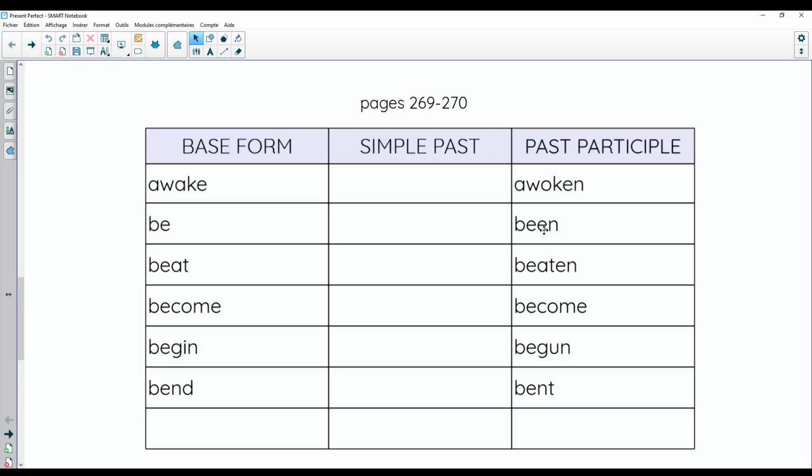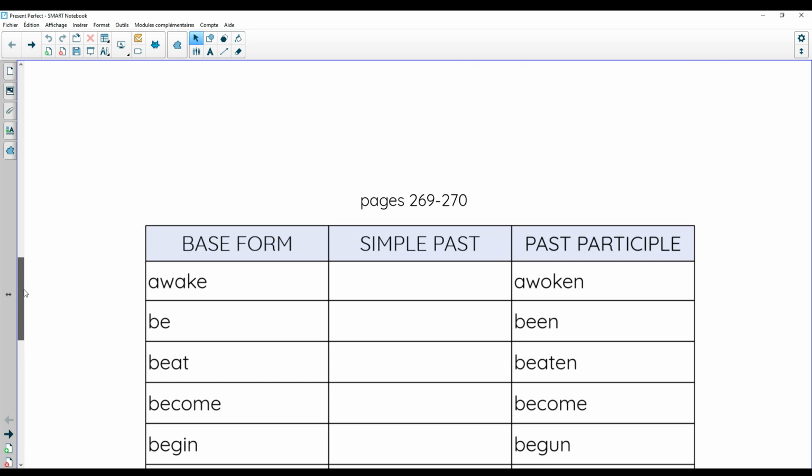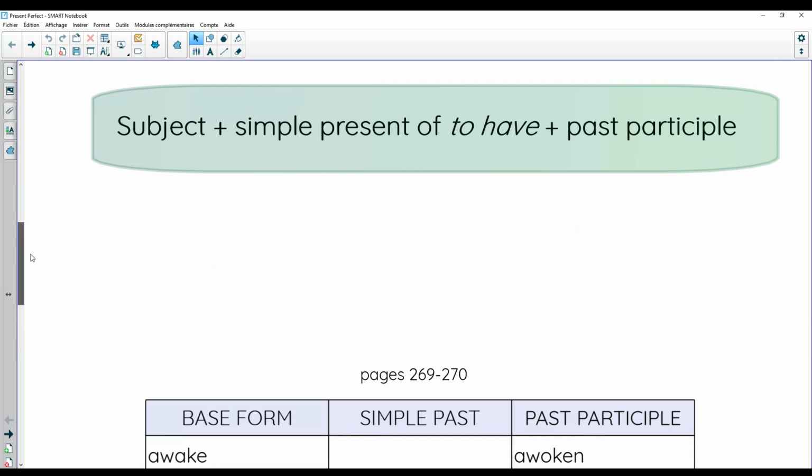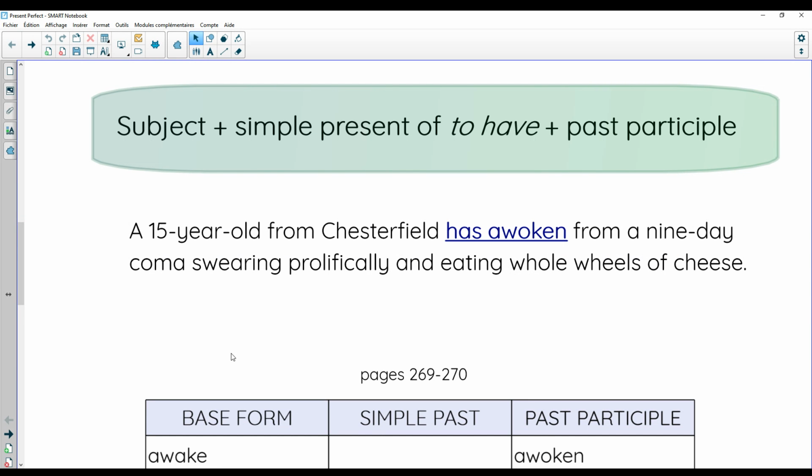I'll show you an example with the first one, the verb to awake. The past participle is awoken. A 15-year-old from Chesterfield has awoken. The subject is a 15-year-old, third person singular, has awoken from a 9-day coma, swearing prolifically and eating whole wheels of cheese. I did not make this up. This was in a newspaper.